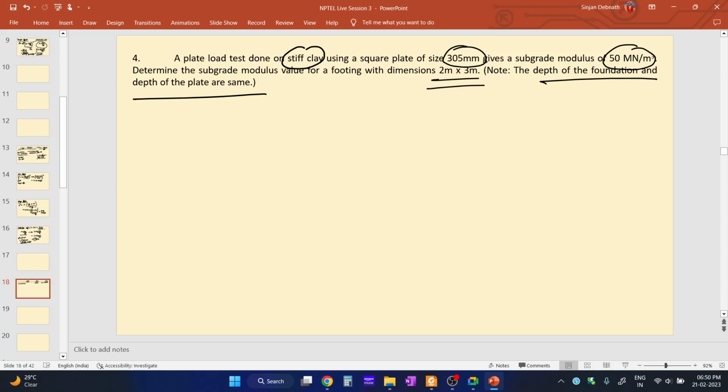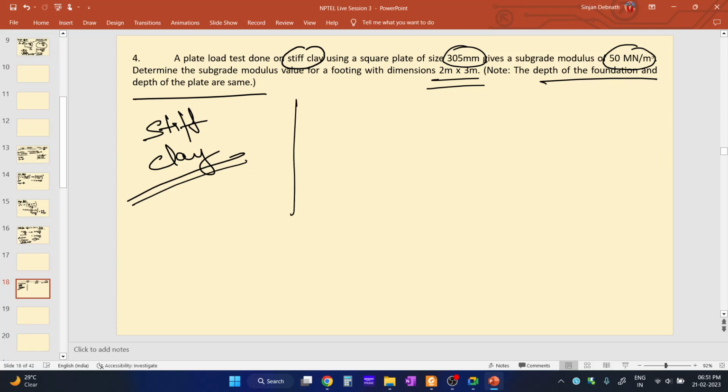So here it is stiff clay. In the last three problems, the soil was cohesionless soil, medium dense sand. But here it is stiff clay. As I told you just now, we need to incorporate the shape effect, but the equation to incorporate the size effect is different from that of the cohesionless soil.